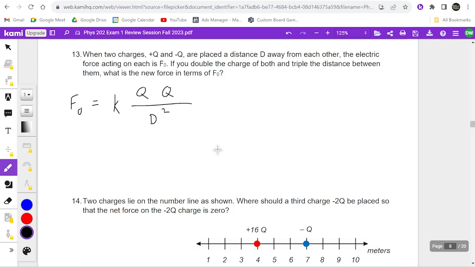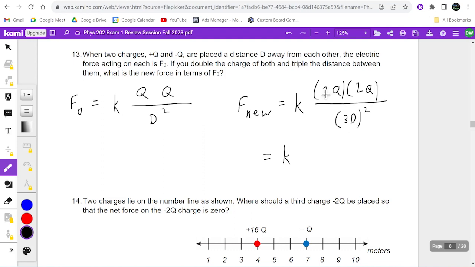And now for the new force, which I'll call F new. For the new force, K doesn't change. Both charges doubled, so now it's 2Q times 2Q. And then divided by the new distance. The new distance is 3d, and that whole thing is squared. And now the question is, how does this simplify? I'll show you.